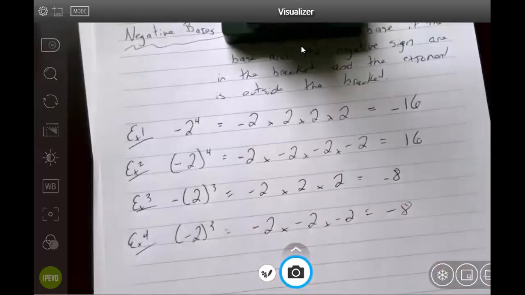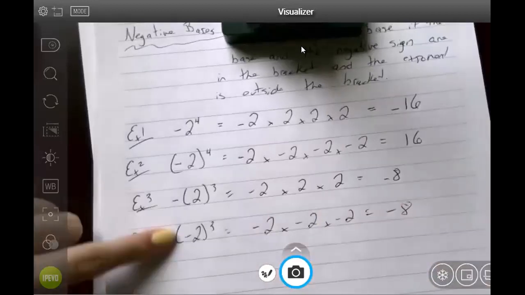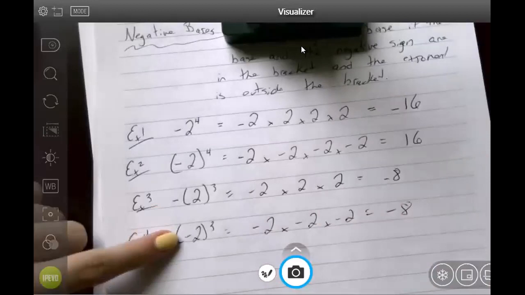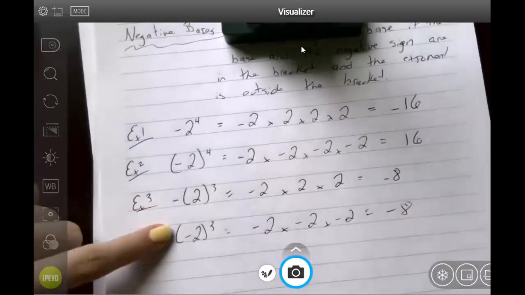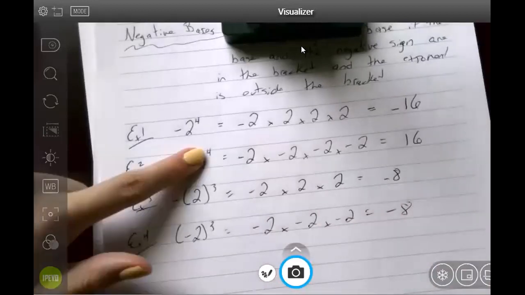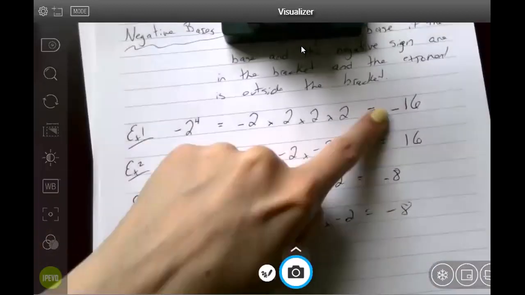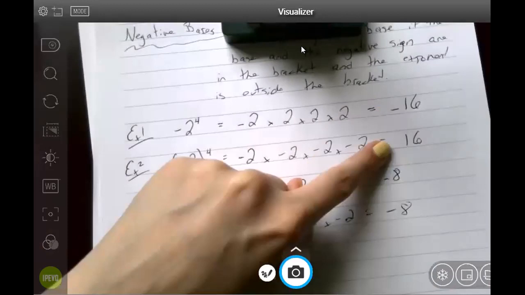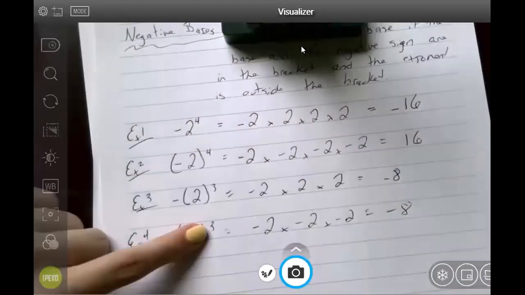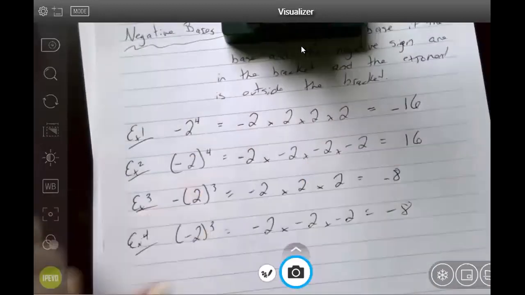So whether or not there's a bracket or where the bracket is relative to the negative sign really only matters if our exponent is an even number. Then it will affect whether our answer is positive or negative. If our exponent is an odd number, it doesn't actually change our answer.